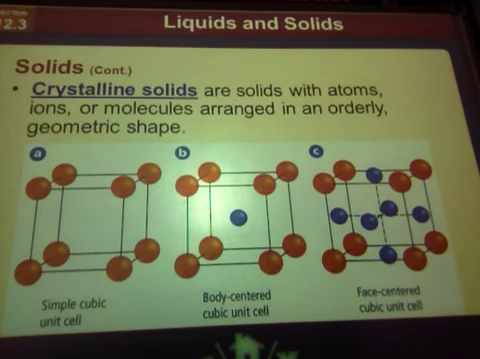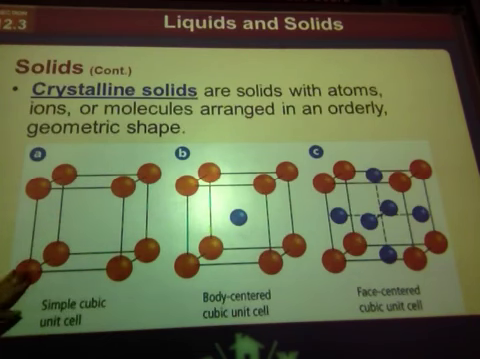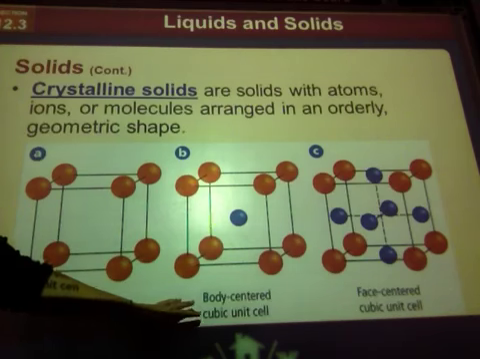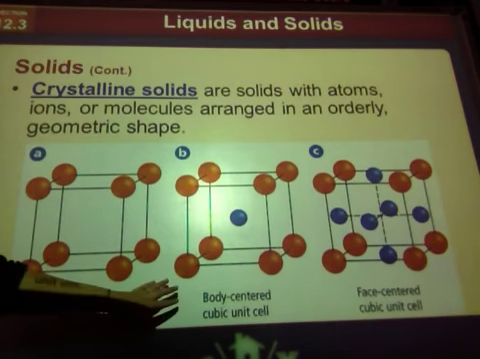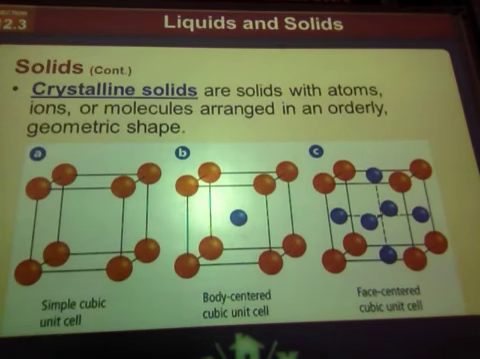In letter A, this is called a simple cubic cell. And in a simple cubic cell, the particles are only arranged at the corners of the cube. That's going to be different than B, which is called a body-centered cubic cell. On B, I see that I have atoms in the corners of the cell, but I'm also going to have a particle in the center of the cube.